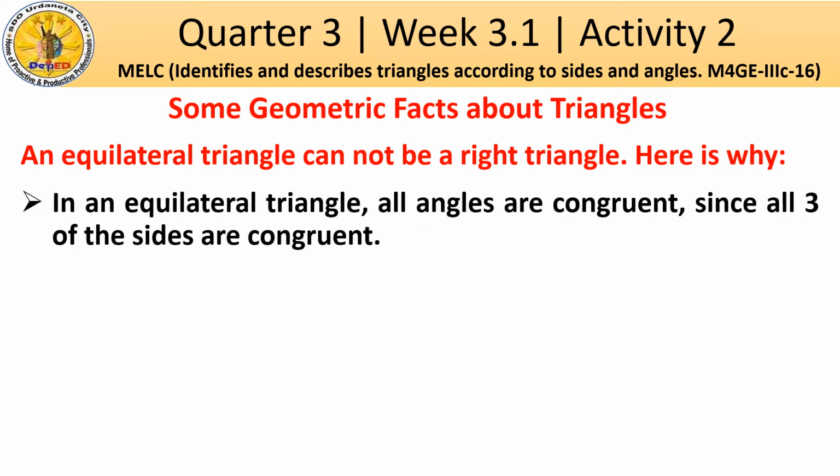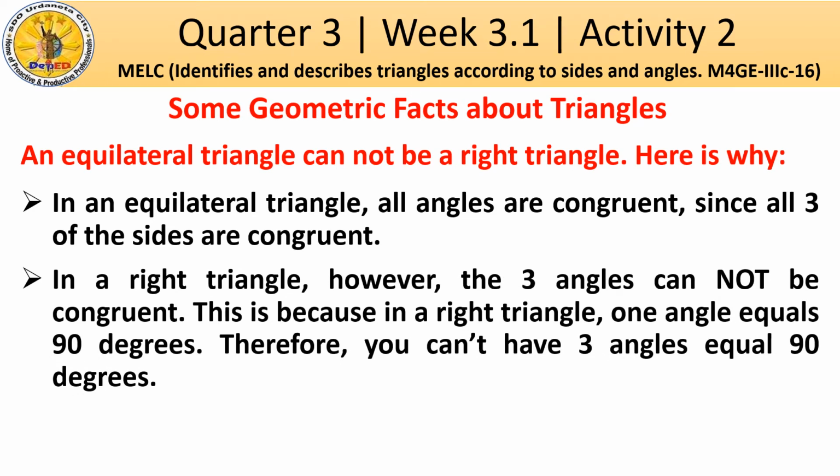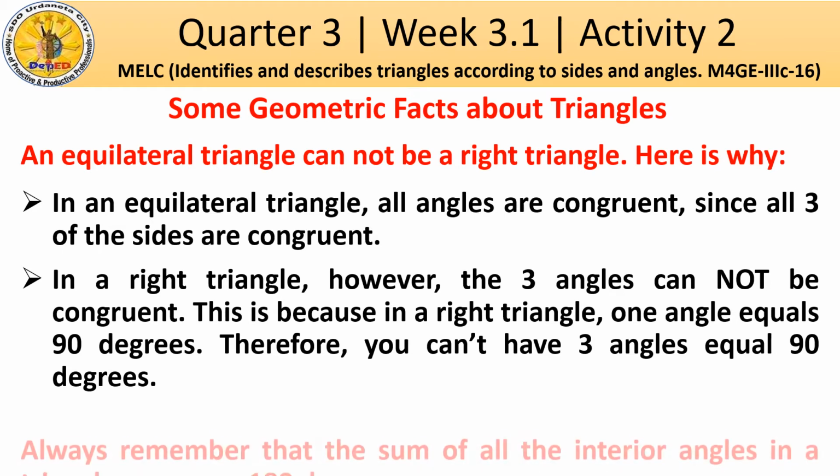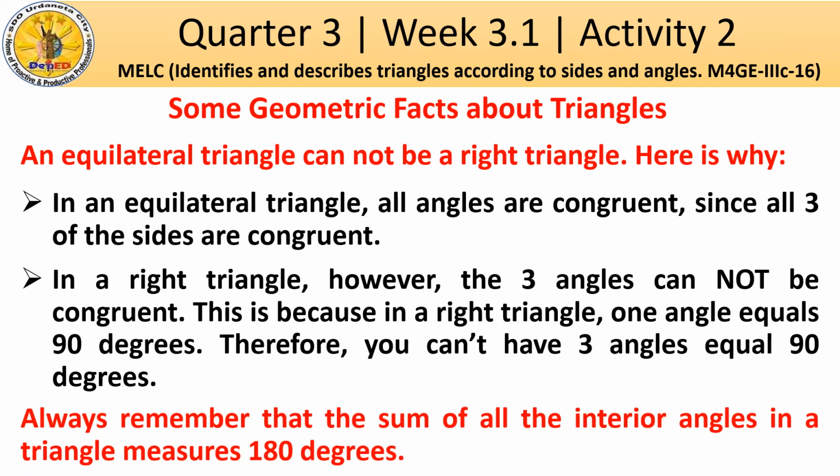In an equilateral triangle, all angles are congruent, since all three of the sides are congruent. In a right triangle, however, the three angles cannot be congruent. This is because in a right triangle, one angle equals 90 degrees. Therefore, you can't have three angles equal 90 degrees. Always remember that the sum of all the interior angles in a triangle measures 180 degrees.